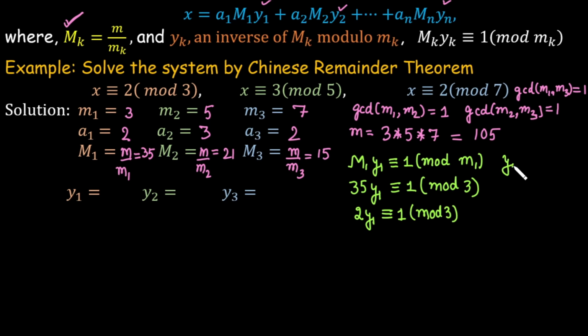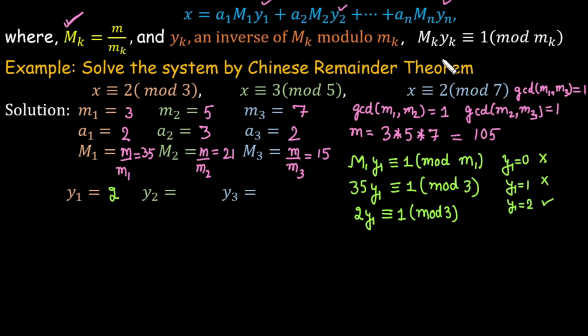Check it. For y1 is equal to 0, are we getting remainder 1? No, because 2 into 0 is 0. For y1 is equal to 1, 2 into 1 is 2. That remainder cannot be 1. y1 is equal to 2: 2 into 2 is 4. 4 when divided by 3, the remainder is 1. It means the value of y1 is 2.